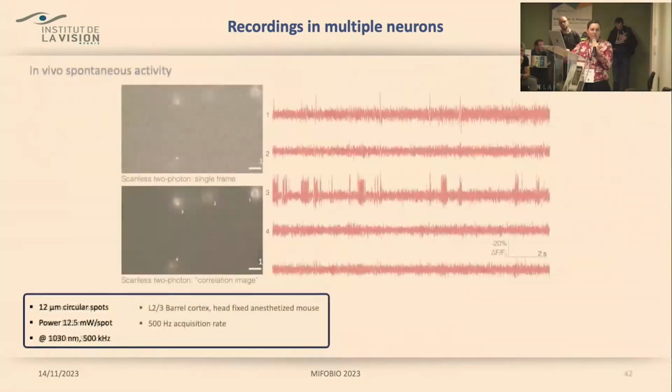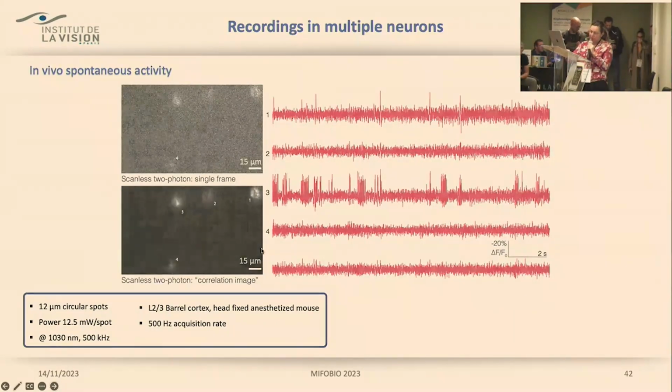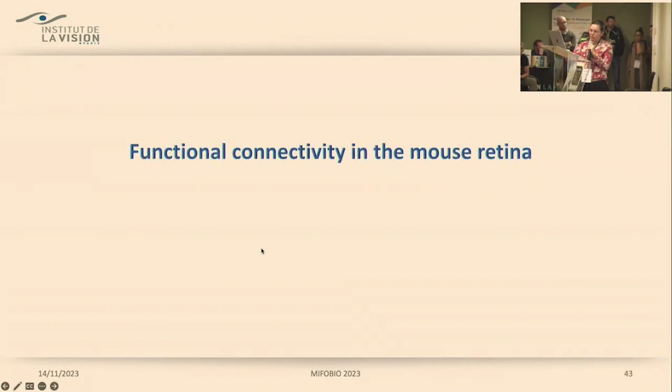And then we also performed experiments in vivo. We went down to 250 micrometers, and all this is camera detection. There's no PMT detection here because we illuminate in parallel. And we were again able to have a nice signal in the cases where the neurons were responding. These are experiments in the barrel cortex. So this is promising for the future.